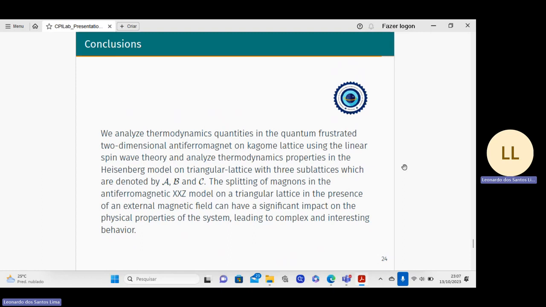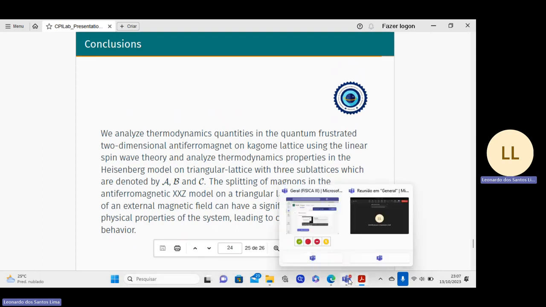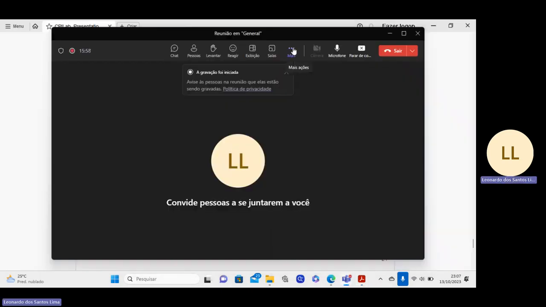As a conclusion, we analyze the thermodynamic quantities in the quantum frustrated two-dimensional antiferromagnet on the kagome lattice using the linear spin wave theory, and analyze the thermodynamic properties in the Heisenberg model on the triangular lattice with three sublattices denoted by A, B, and C. The splitting of magnons in the antiferromagnetic model on the triangular lattice in the presence of an external magnetic field can have a significant impact on the physical properties of the system, leading to complex and interesting behavior. Thank you very much for your attention.